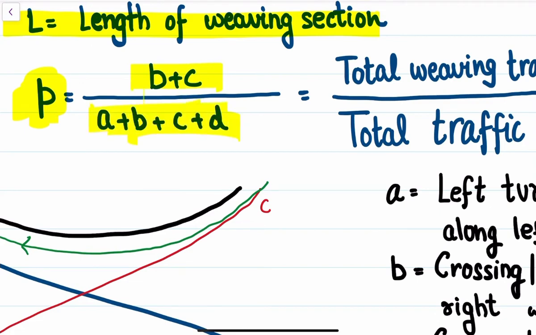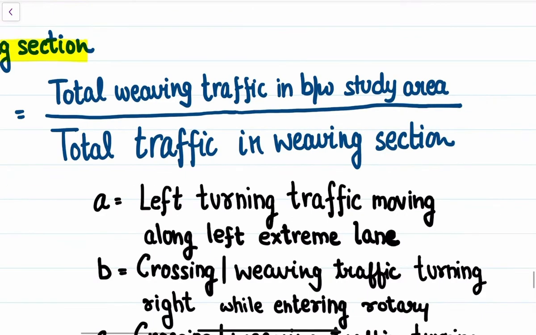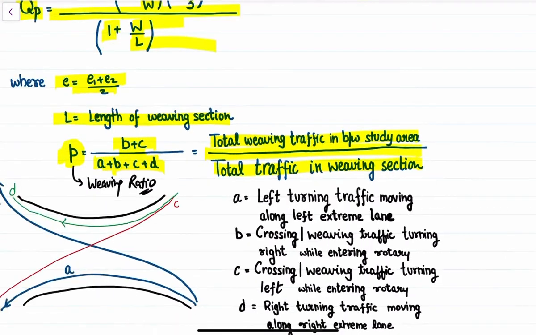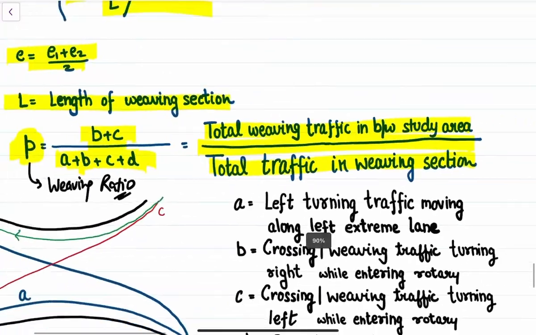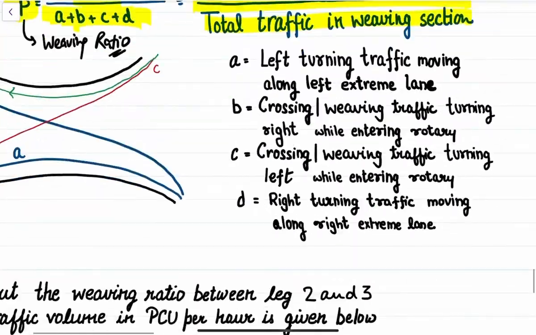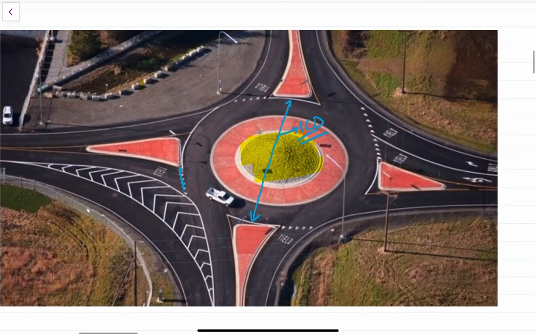We'll discuss these terms. P is what we call the weaving ratio, which is the ratio of total weaving traffic in the study area divided by total traffic in the weaving section, equal to (B plus C) divided by (A plus B plus C plus D). Let us discuss this in detail. This is a very important term. Basically, what happens is that we have 4 legs of the rotary.